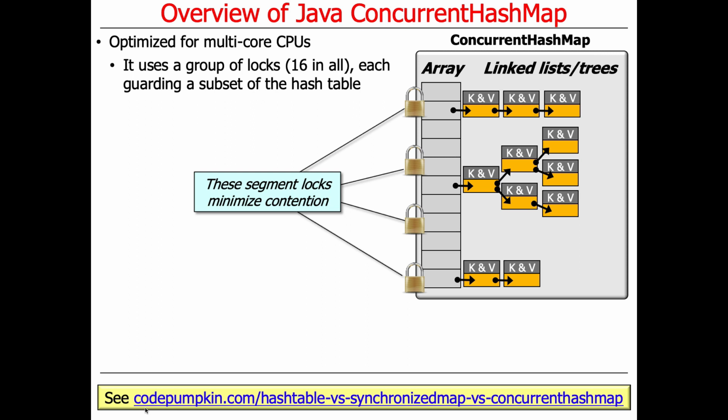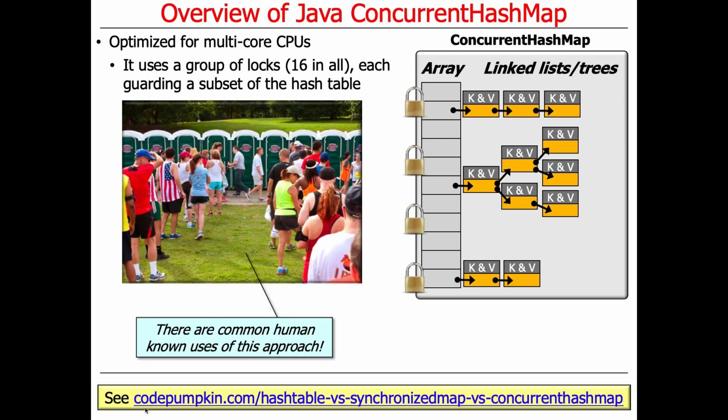So let's say you had a hash table that was of size, I don't know, 160. Then, if you had 16 locks in there, they would each guard 10 elements in the hash table. So that way, if multiple things are hashing to different segments of the table guarded by different segment locks, you'll end up not having to worry about contention because they'll be locking different locks. So that's one of the big improvements over a synchronized map.